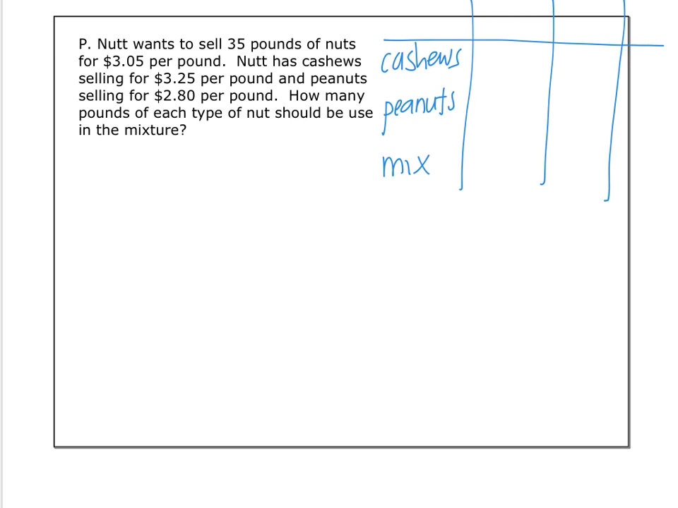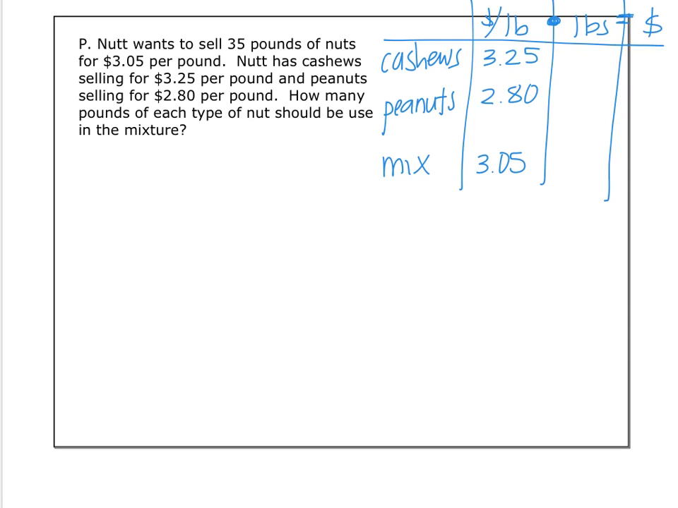Okay, so we know we have price per pound, we have the number of pounds, and then we have the total cash that we make. So the price per pound times the total pounds equals how much money we're going to make. So cashews go for $3.25 a pound. Peanuts go for $2.80 a pound, and we want to sell our mix for $3.05 a pound.